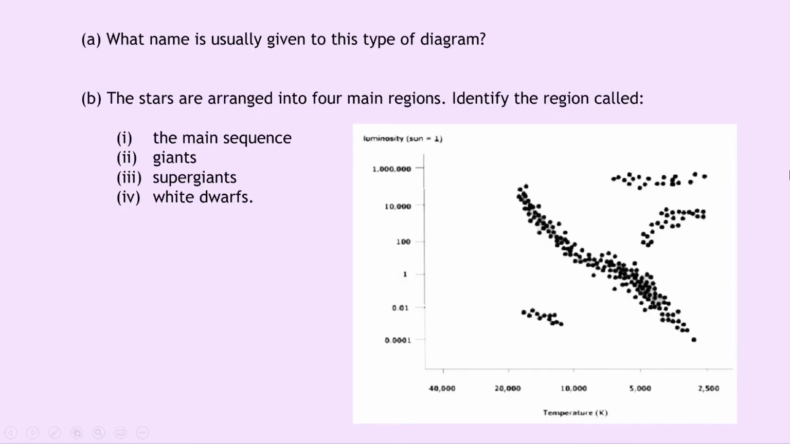Part A says, what name is usually given to this type of diagram? Well, I've put it in here just so we can see it while we're answering these questions as well, but this diagram is called a Hertzsprung-Russell diagram, or an HR diagram.